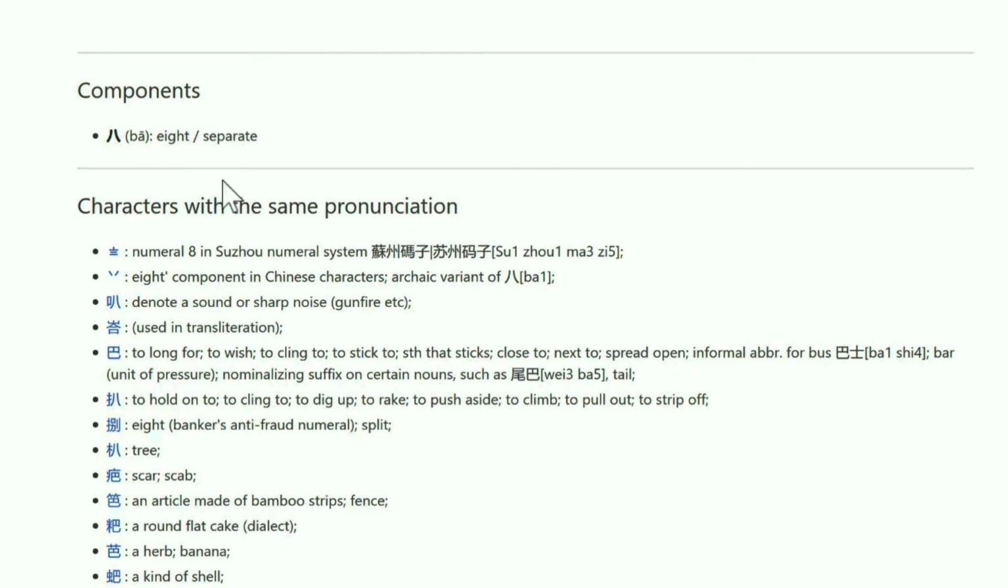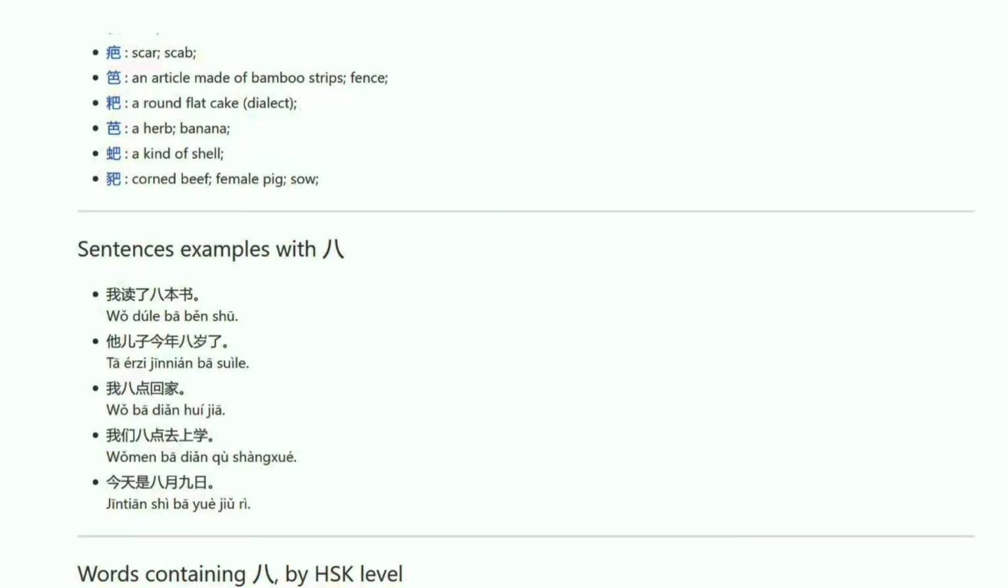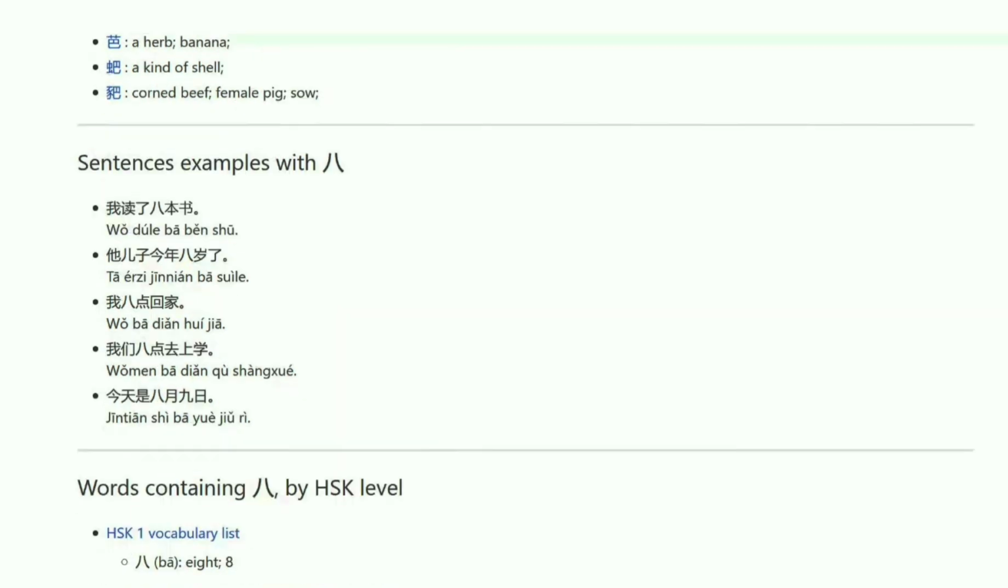Components, that just means the radicals of the whole character. In this case, it's very easy, just ba on its own. Okay, and also show you characters with the same pronunciation. Please do not feel overwhelmed about this list, because even for native Mandarin speakers, we don't necessarily know every single one of them, including me. And the last one is sentences, examples with this character, ba. Okay, so it's really good. Now let's go back.